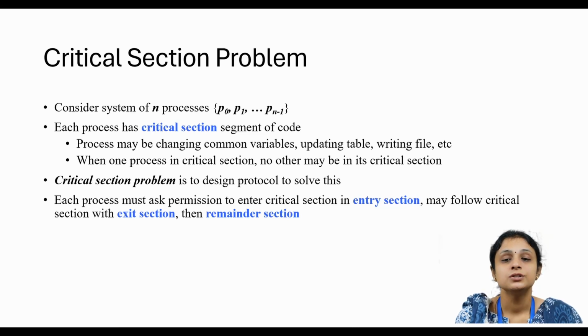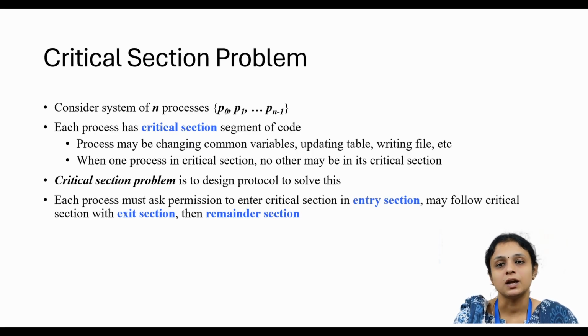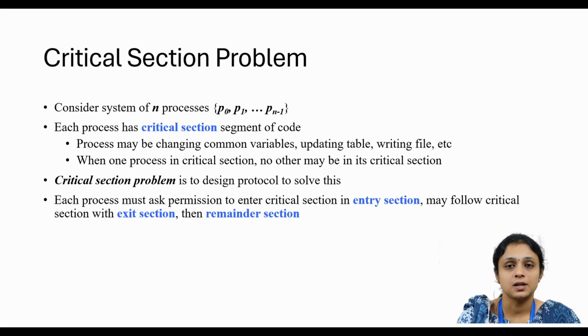Hello everyone. Today the topic is critical section problem. To understand what critical section is, we have to consider n processes. The processes are like P0, P1, etc. to Pn minus 1. All these processes may be changing some common variables, updating the table, writing the file, etc.